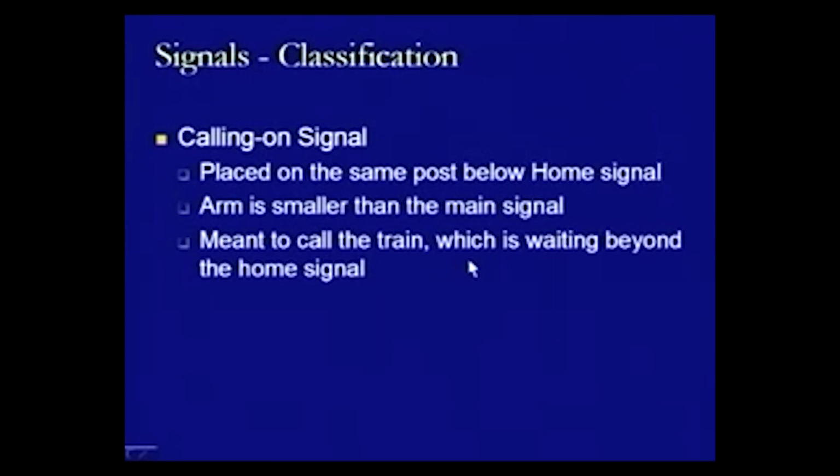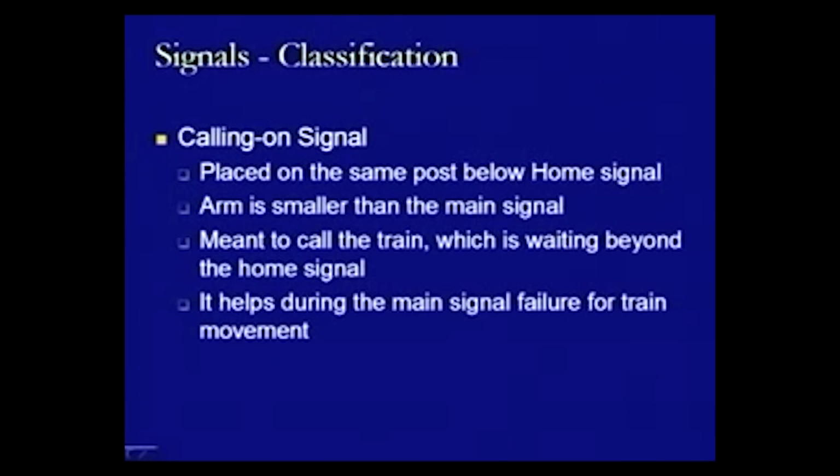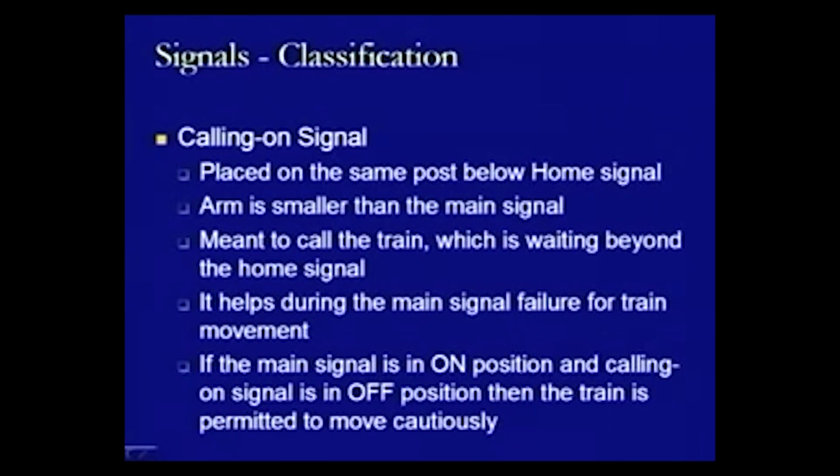So, if the train is waiting beyond the home signal and we lower this smaller arm, then it says that the train is being called to occupy this track. It helps during main signal failure for train movement. If there is a condition where the main signal has gone bad, then it may help in the movement of the trains. If the main signal is in on position and the calling on signal is in off position, then the train is permitted to move cautiously. This is what we have seen a number of times when we have discussed a combination of two signals on the same post, where one is working in the on position and the other is working in the off position.